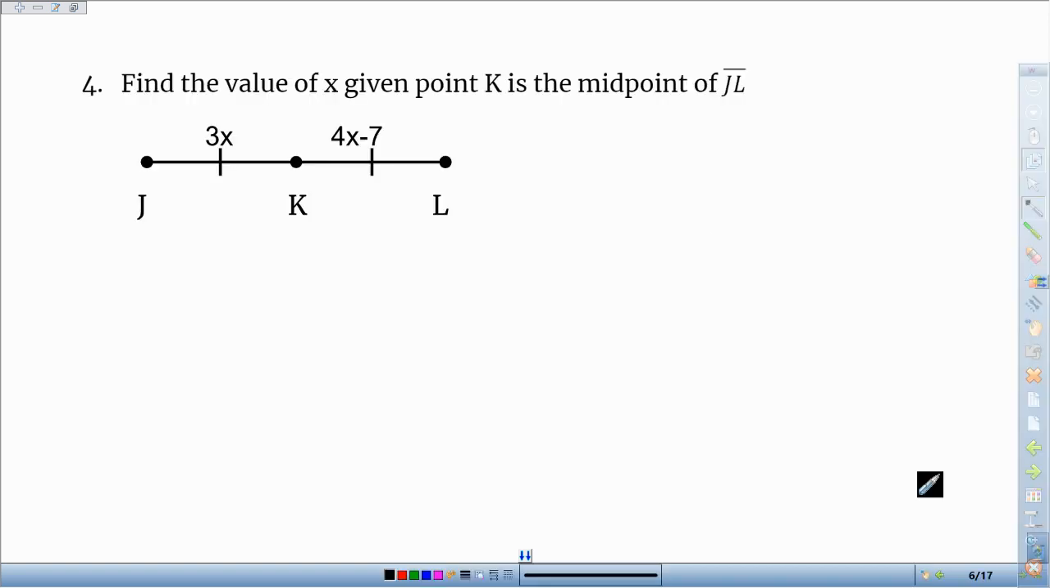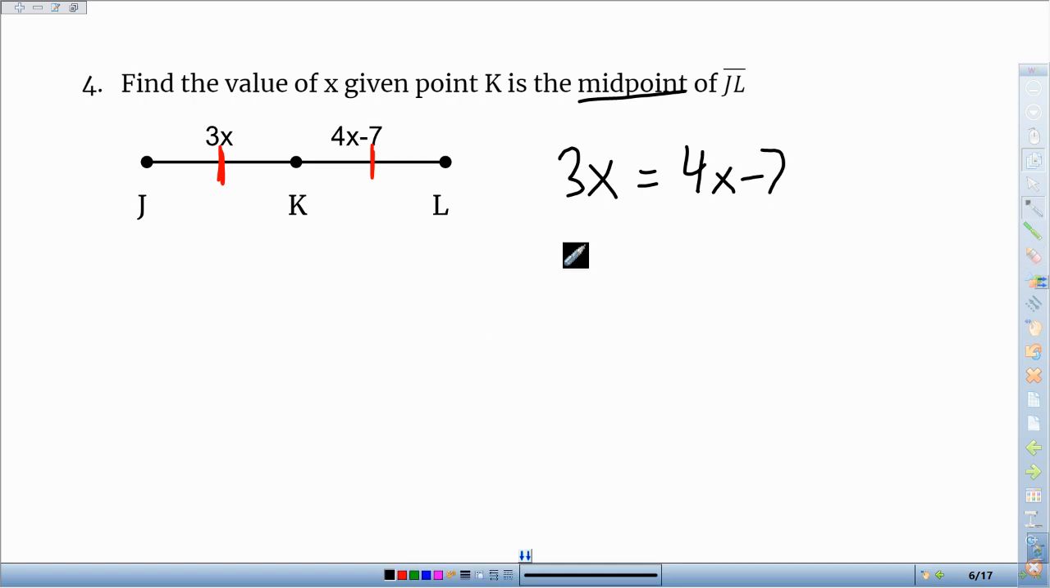All right, moving along from here, they start to give us some segments and ask us to find x, and then some of them want us to find the length of an actual segment. This one says find the value of x given point K is the midpoint of segment JL. Here's what I want to remind you. If K is the midpoint, that means it's being cut into 2 congruent halves, and that is our equation. I'm going to write the equation, I'm going to let you solve. But we know that 3x equals 4x minus 7.